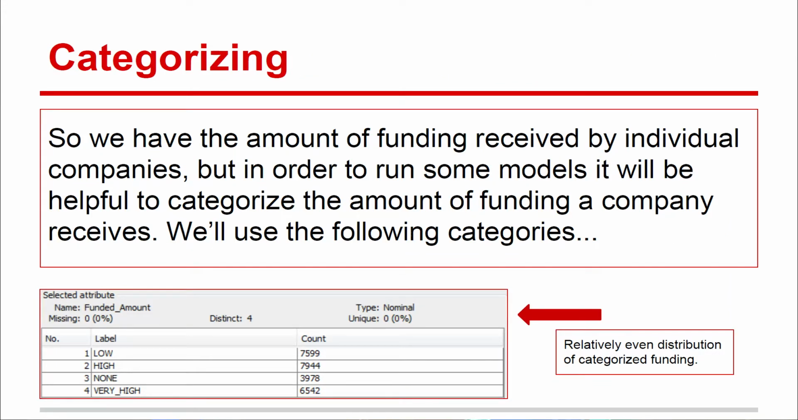So before we dive too deep in there, we're going to go ahead and categorize the funding received. Initially, the amount of funding was in dollar amount, but just for some purposes in the models, we're going to go ahead and categorize it into 4 different funding amounts. And like we described earlier, none is 0 and low are thousands. Low is above that, high and very high.